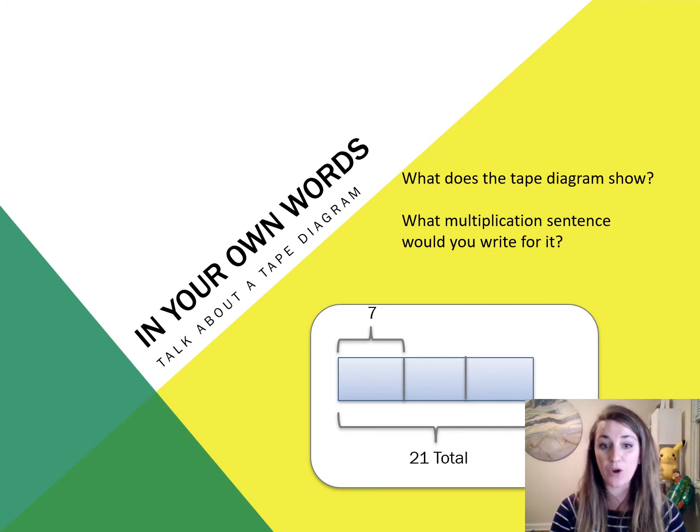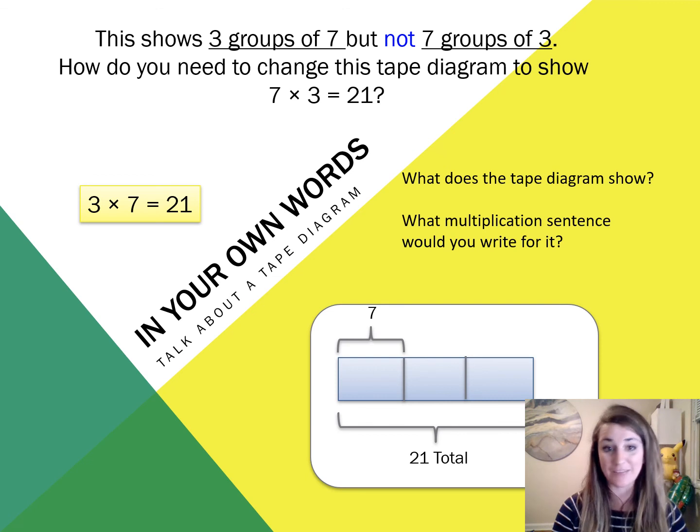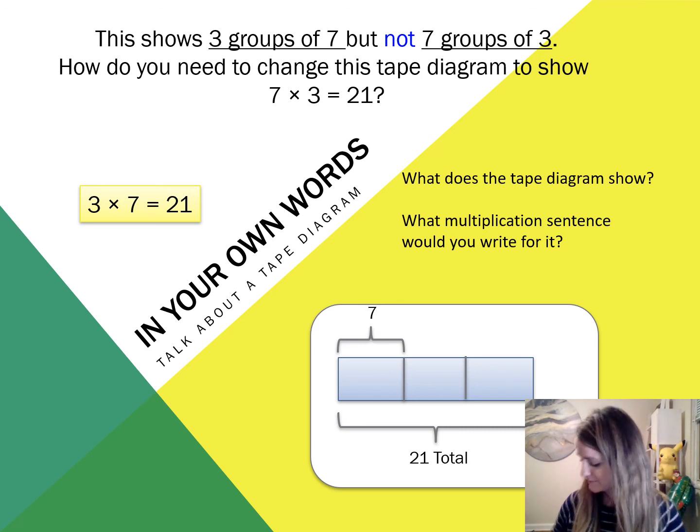Let's finish it in your own words. Talk with someone in your household about this. What does the tape diagram show? And what multiplication sentence would you write for it? This group shows 3 groups of 7, but not 7 groups of 3. How do you need to change this tape diagram to show 7 times 3?